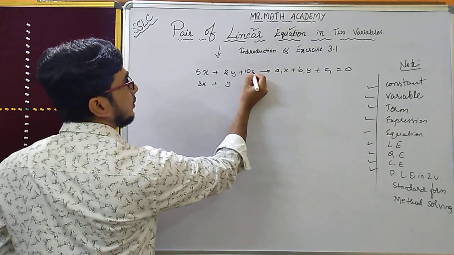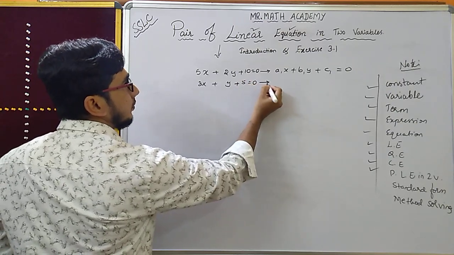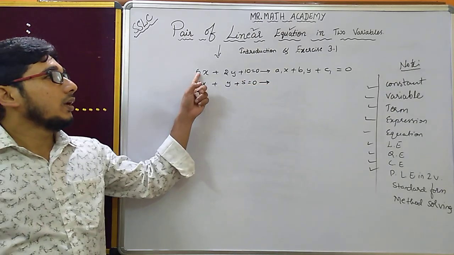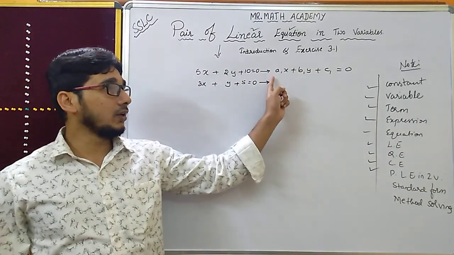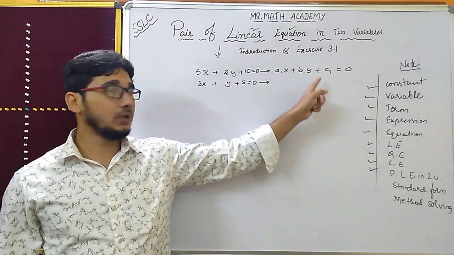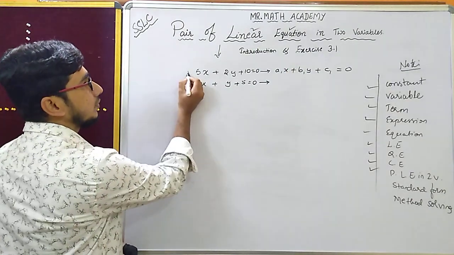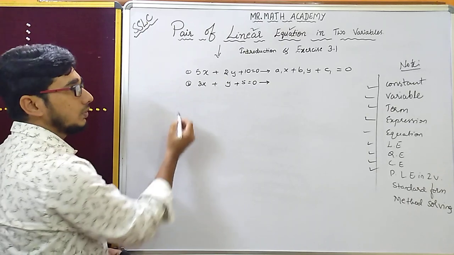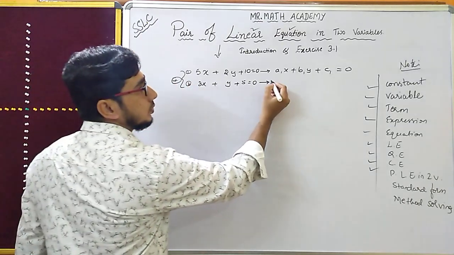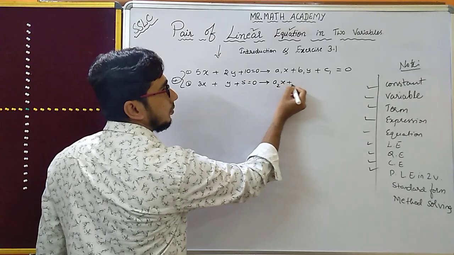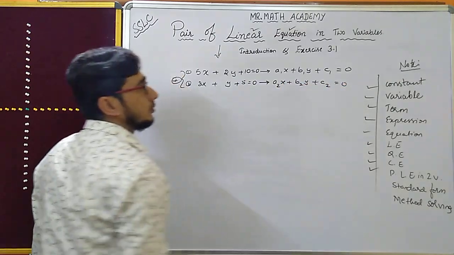Plus 10 is equal to 0, plus 5 is equal to 0. See, a1x plus b1y plus c1. That is the same thing I have written here: a1x plus b1y plus c1 is equal to 0. This is the first equation. This is the second equation. Together it will become a pair of linear equations. So a2x plus b2y plus c2 is equal to 0.